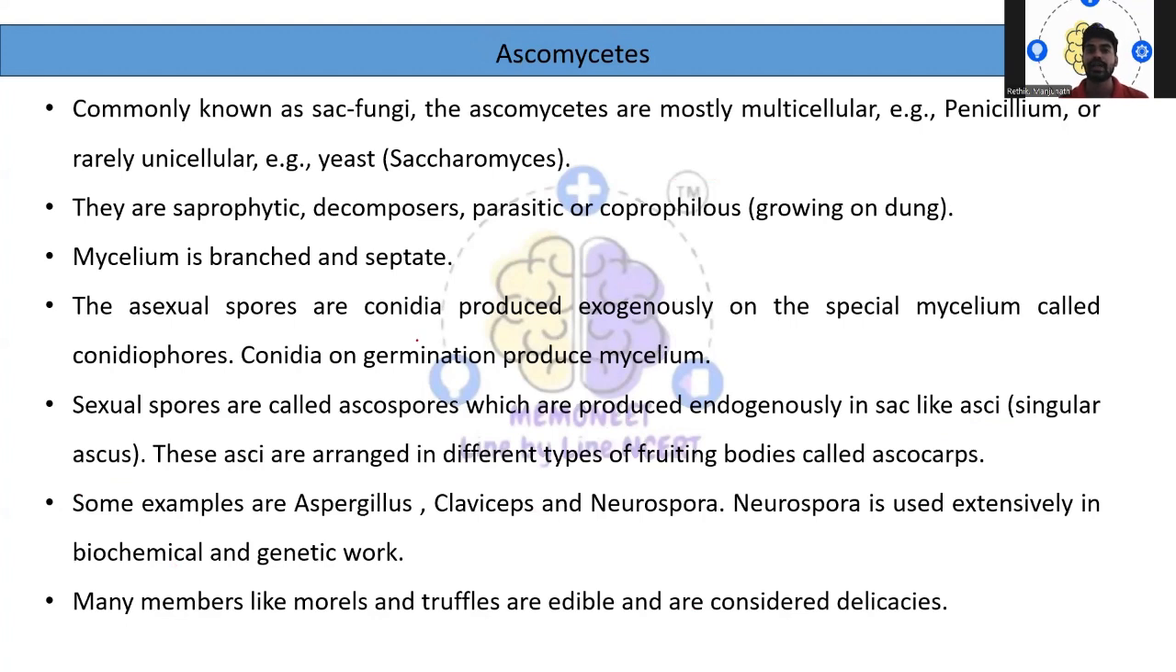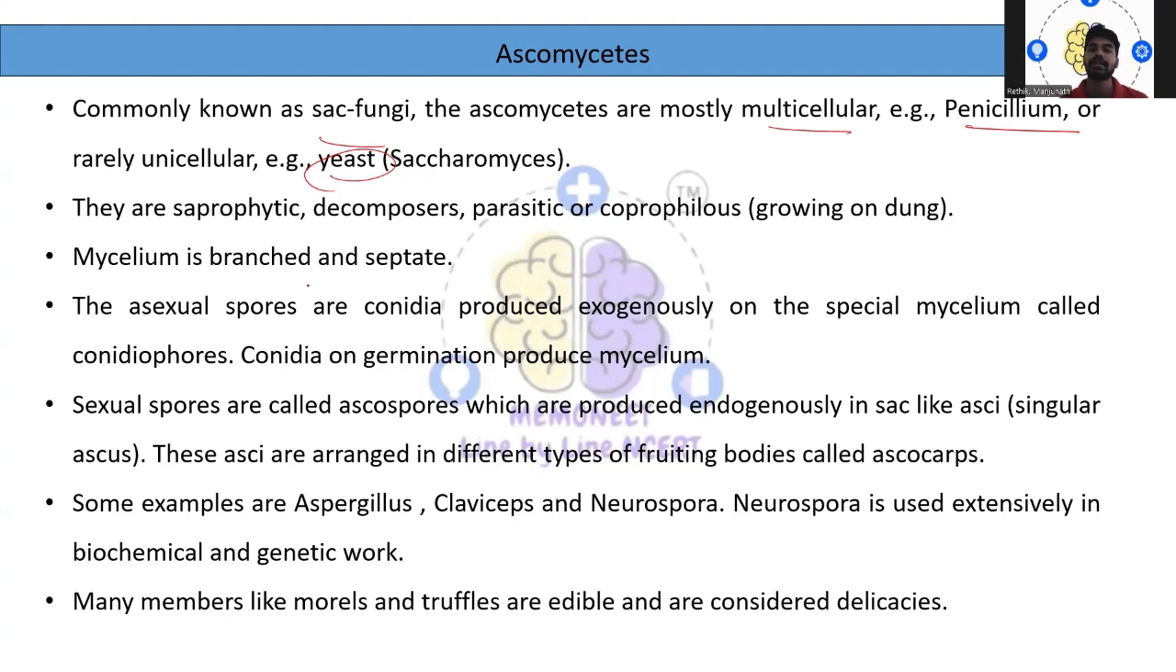The next one is ascomycetes. Ascomycetes are commonly called sac fungi. They are mostly multicellular, for example Penicillium, or rarely unicellular, like yeast. If you take the example of yeast, Saccharomyces, these are examples of ascomycetes. They are saprophytic, acting as decomposers, and also parasitic, and they also grow on dung. Dung is nothing but the waste of animals.